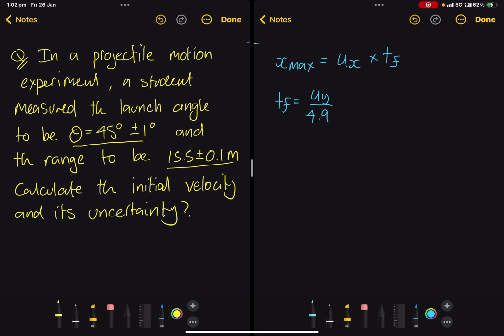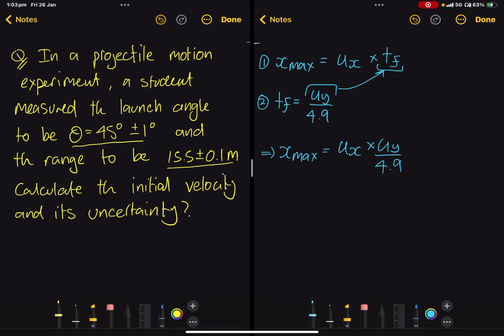And we can combine these two formulas. We'll call this formula 1, we'll call this formula 2. We are going to plug in uy on 4.9 where the time of flight is. So this gives us x max is equal to the initial velocity in x multiplied by the initial velocity in y divided by 4.9.